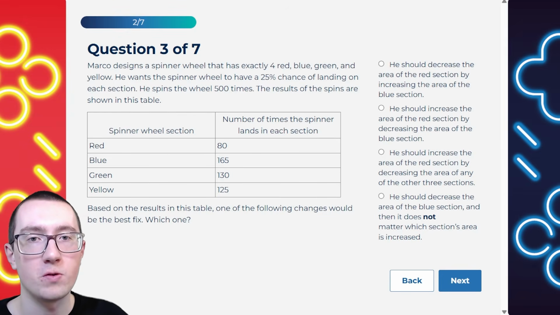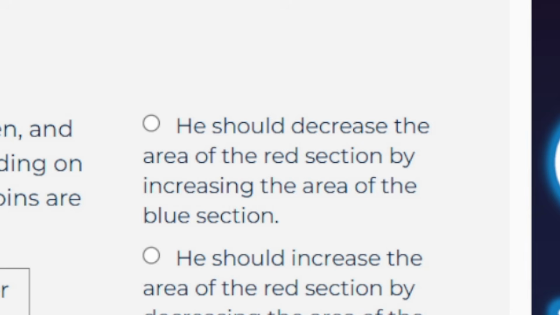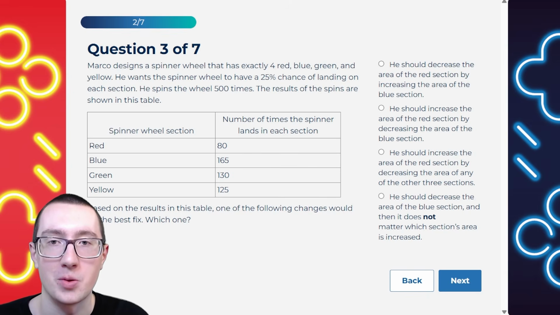And it says he spins the wheel 500 times, and those are the results of the spins. Based on the results in this table, which one of the following changes would be the best fix? Okay, so let's see our answer choices. It says he should decrease the area of the red section by increasing the area of the blue section. Well, if we think about that logically, red was the one that got spun the least, so why would we decrease that? Then you would make it even worse, so let's not do that.